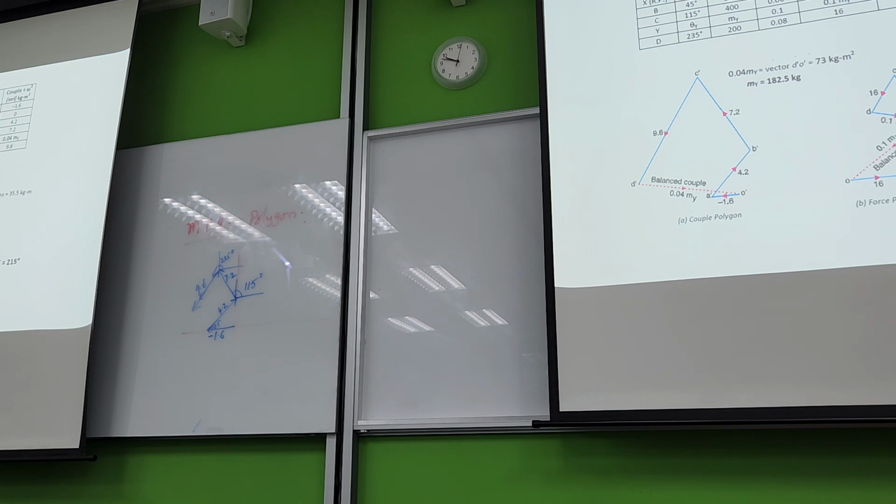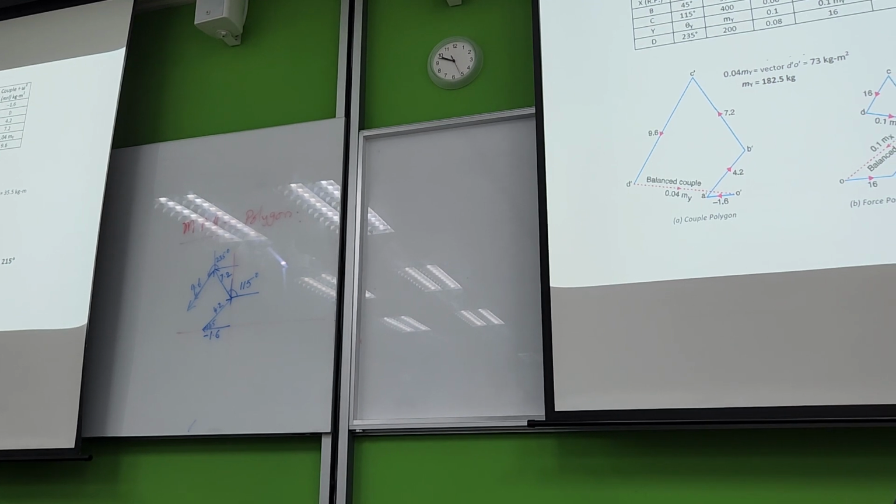Okay, so now we are plotting the MR polygon. We know this value now: 0.1 into My, because My is 182.5. Next we try to plot the MR polygon. MR polygon means we need to focus on the values here.